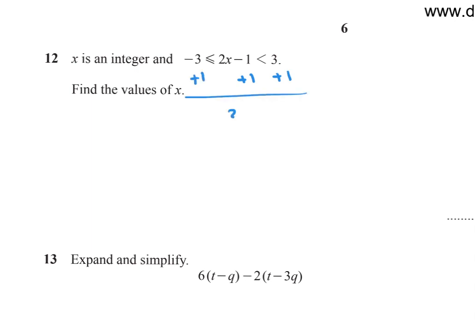Now you have in the middle 2x, with -2 less than or equal to 2x, which is less than 4. Next step, I need x, so divide by 2 all parts. So -1 is less than or equal to x, which is less than 2. x is an integer. What are the integers between -1 and 2? More than or equal to -1 and less than 2: -1, 0, and 1.